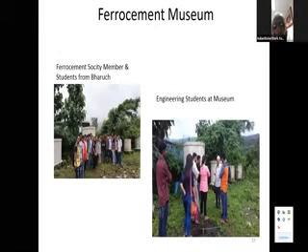See, here we have constructed one ferrocement museum at Karjat. Why we constructed it now, I will show you.